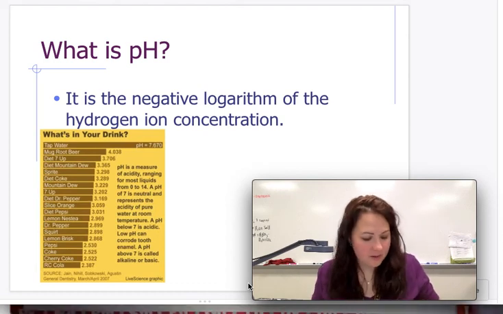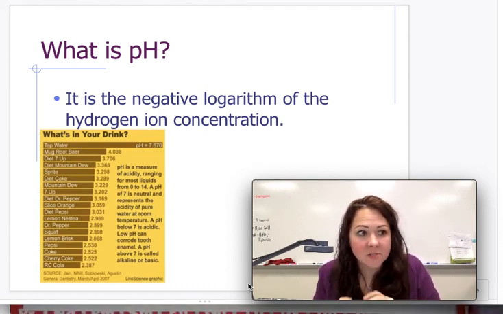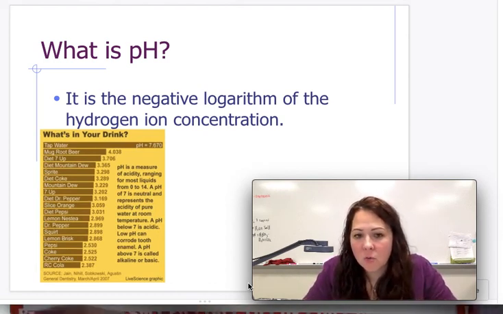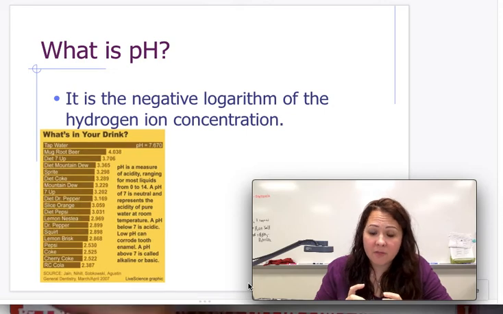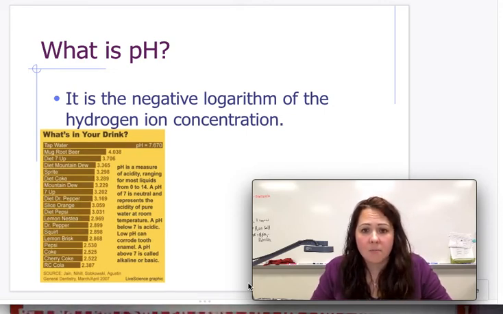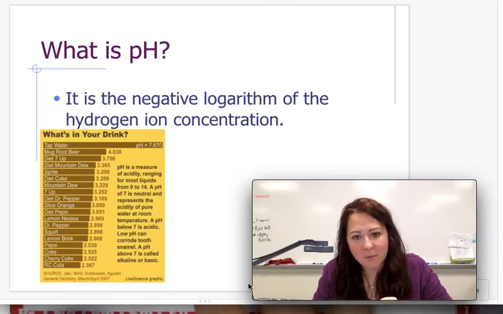The acids and bases portion of this unit. So looking at your acids and bases, the last thing that we're going to do is calculate the pH of the solution. There's actually something called pH and pOH, so we're going to look at both of those.